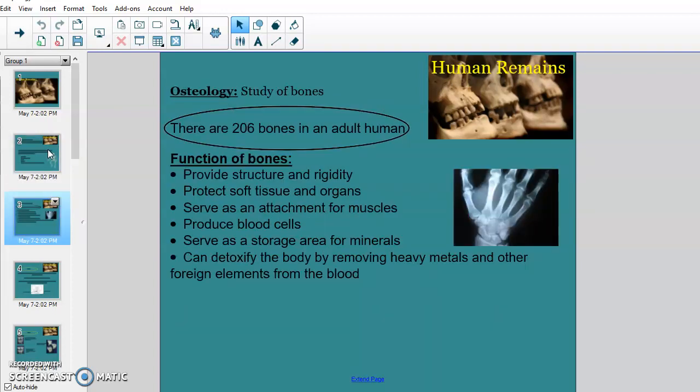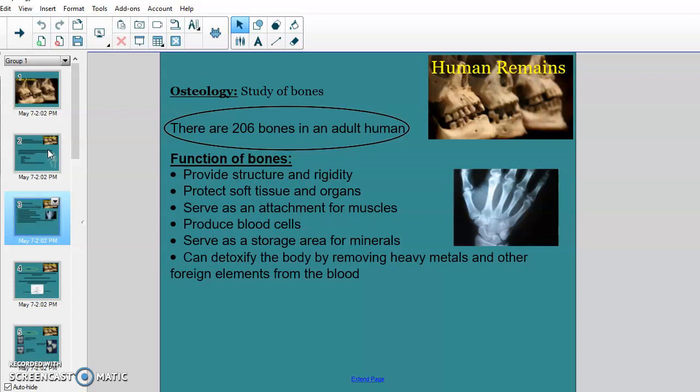Osteology is the study of bones. There's 206 bones in an adult human. Okay, and just to recap, before we jump into taking a look at skeletal remains, the function of bones is to provide structure and rigidity to your body, right? Your skeleton is what makes you not a pile of mush on the floor. It protects the soft tissue and organs, right? Your rib cages, different things like that protect all your internal organs. They serve as attachments for muscles, so it's where your muscles attach so that everything can move.